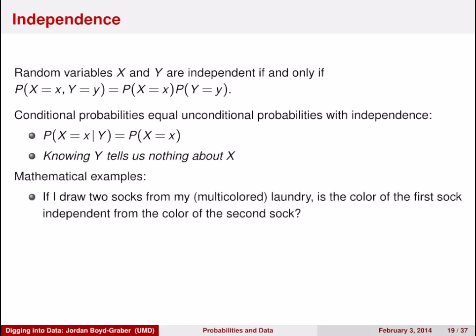So mathematically, if you have two socks that you draw from the laundry, is the color of the first sock independent from the color of the second sock? No. One obvious example of this is, let's say that you have 19 white socks and one black sock. If you know the color of the first sock that you pull out of the laundry is black, you know much more about the possible colors of the second sock.